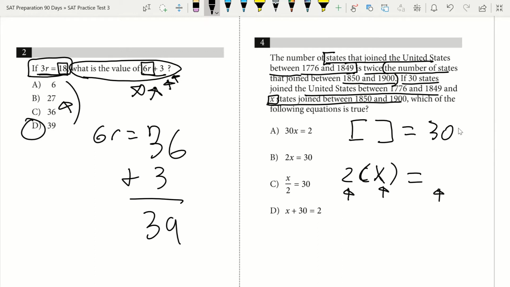So that's my bad on that one, but we've got then 2x equals 30, as you can see. Right, so that was on me. I should have read further into the question before labeling my x there.